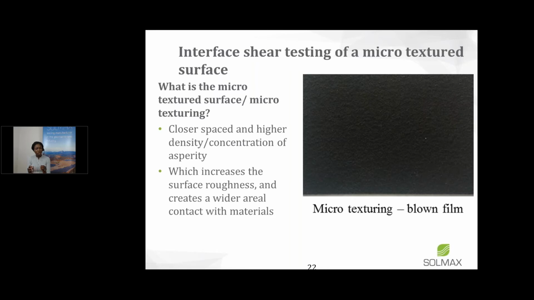It's really, really small. So MicroTextured, and what do I mean by MicroTextured or microtexturing? Microtexturing is when you, I don't know if the picture is very clear on your screen there. I think I have a clearer picture on the next slide, is when you have all of your asperities very, very close together. So you have more asperity concentration per unit area that you're looking at. And this then increases the surface roughness of the geomembrane, and it creates a wider area of contact with materials.